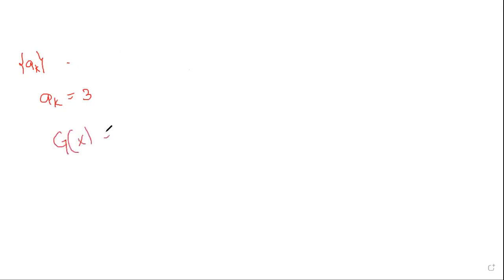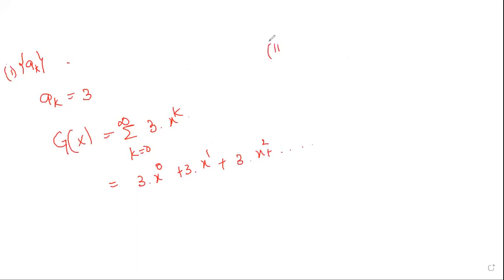The generating function g of x is given as the sum from k equal to 0 to infinity of 3 into x power k, or else we can even write it as 3 into x power 0 plus 3 into x power 1 plus 3 into x square and so on up to infinity. So this is our first problem, ak equal to 3. Second problem, I am taking ak equal to k plus 1.